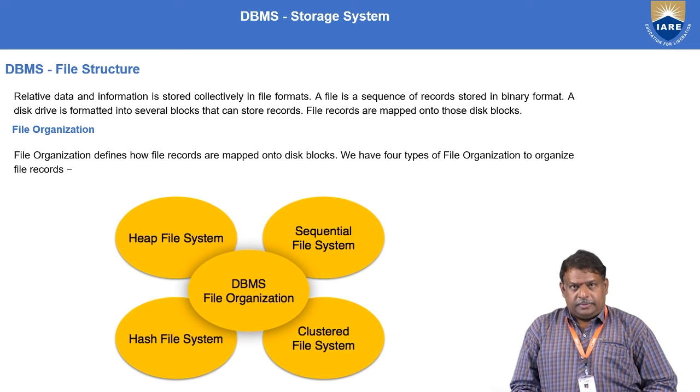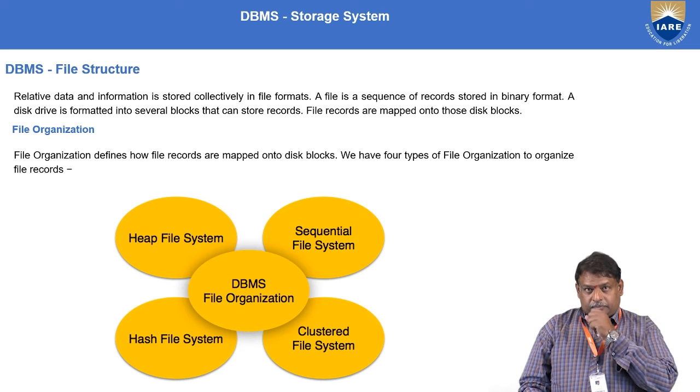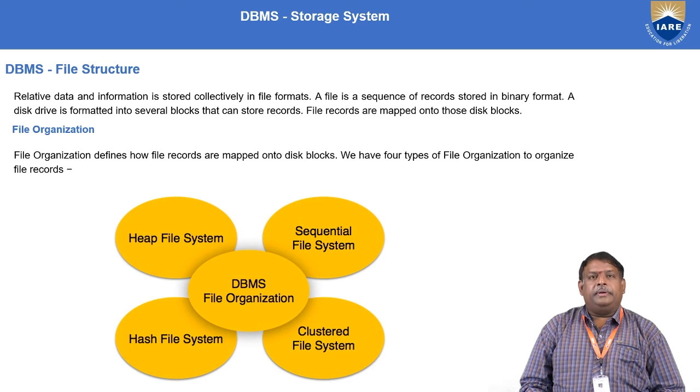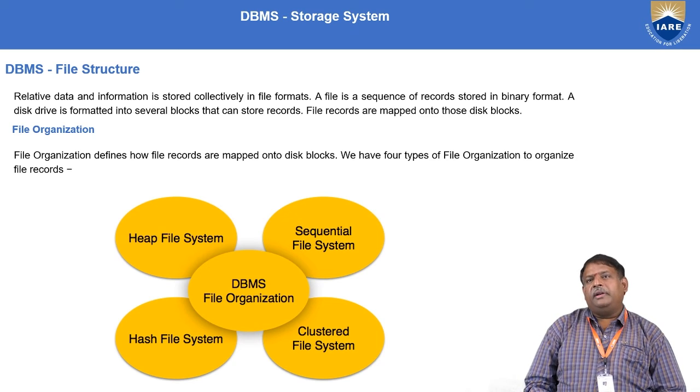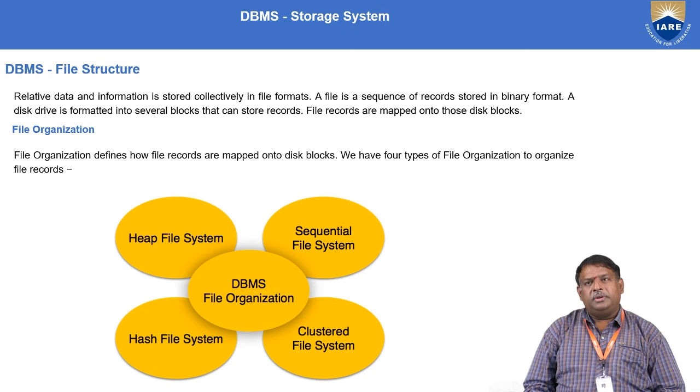DBMS structure. File structure. Related data and information are stored collectively in file formats. A file is a sequence of records stored in binary format. A disk drive is formatted into several blocks that can host records. File records are mapped onto those disk blocks.